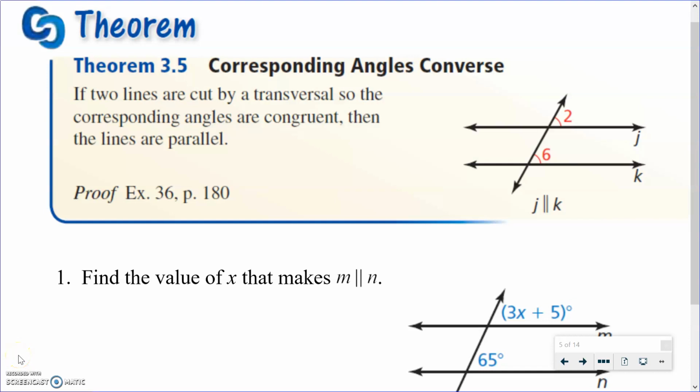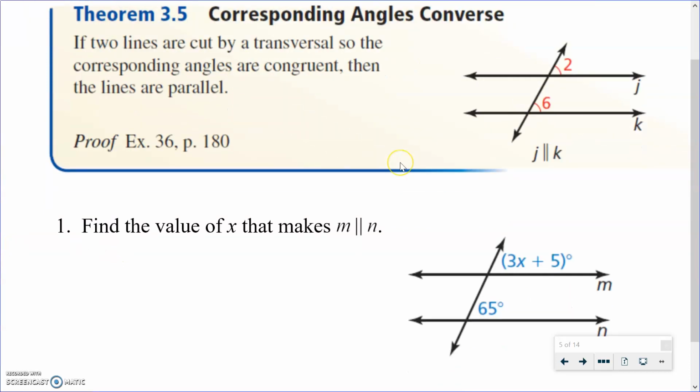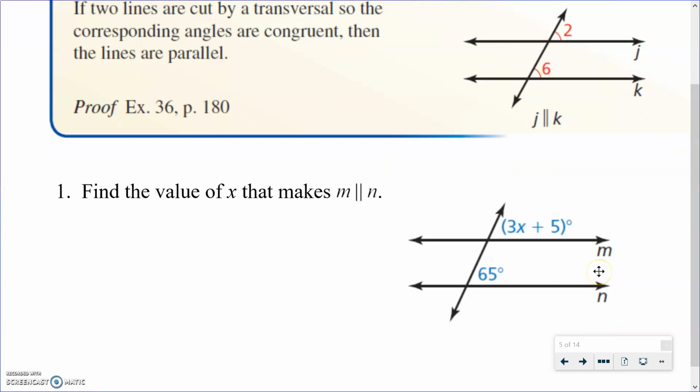Okay, so yesterday you watched videos and notes on different types of angle relationships and parallel lines cut by a transversal. Today we're going to use those to solve some problems and prove. For the first one, there's this theorem that says that if corresponding angles are congruent, then the lines are parallel. So we're going to use that to answer this question.